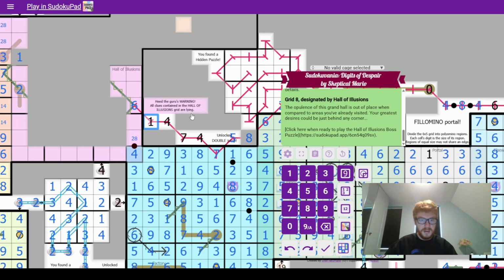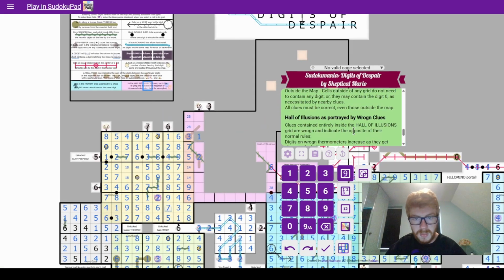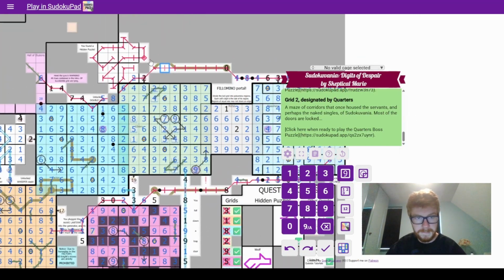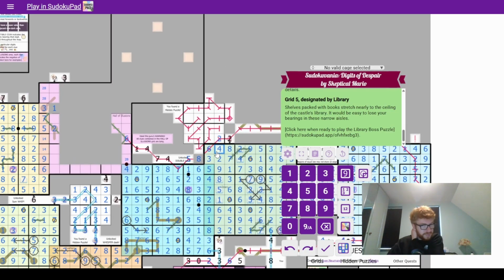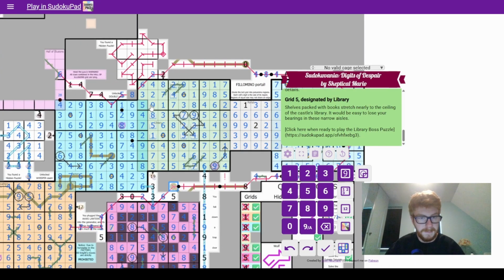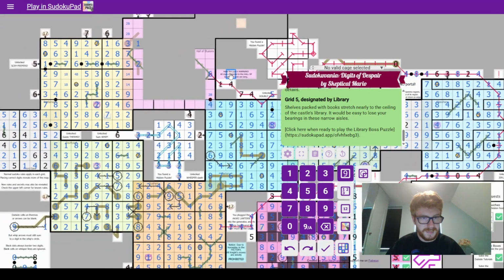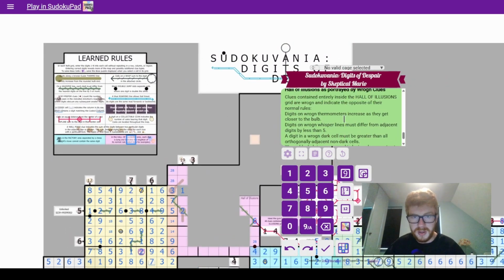All clues contained in the Hall of Illusion grid are lying. So this isn't correct. Wait, what? Okay, so maybe there's a better explanation. I'm going to have to think what I want to look at now. Because I think I'm going to try and do the outside puzzles for a bit, and look at the Hall of Illusions after. But I do want to read what it has to say.